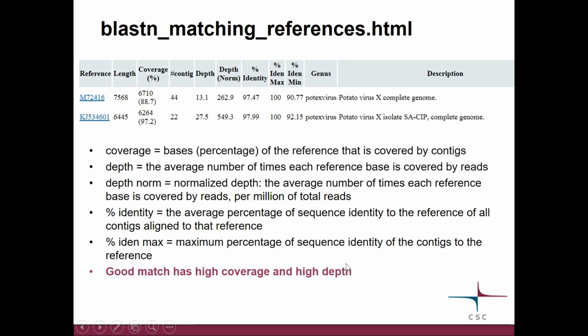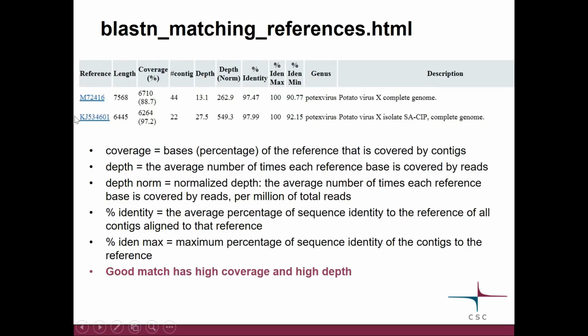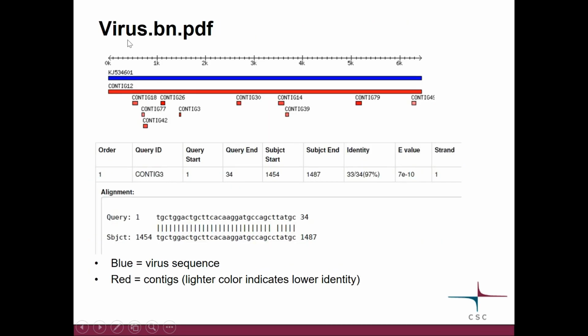And to keep in mind what you want when you look at this: a good match has typically high coverage and high depth. So like here the coverage for the first one is almost 89%, and for the second one 97%. And then if you look at the more precise results, let's look at the second one here. For each virus you get a PDF, and that looks like this. In blue you have the virus reference, and below in red you have the contigs that match to it. And for each contig the actual alignment is also shown.